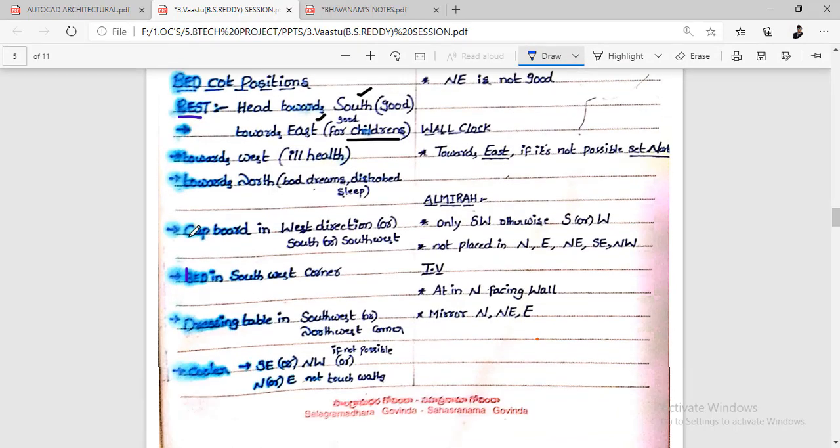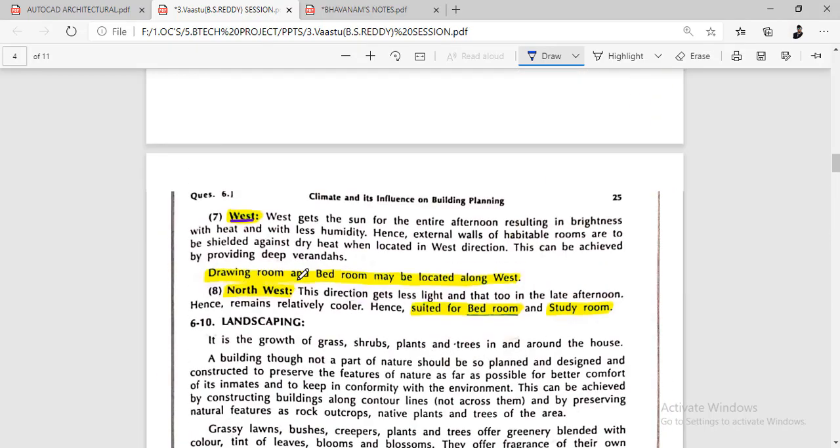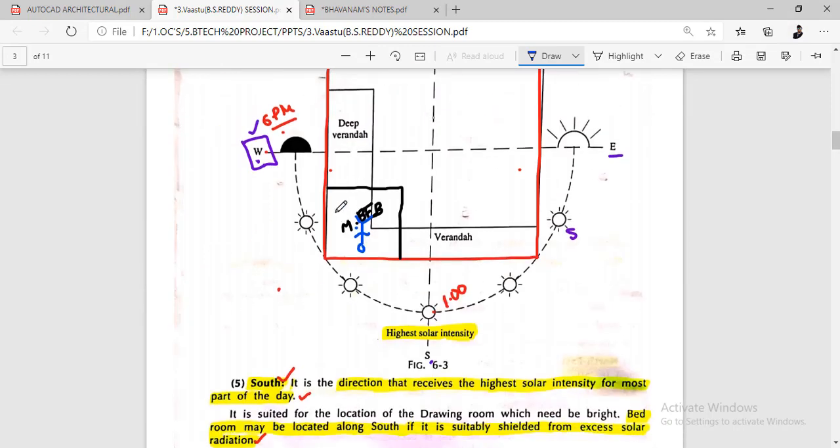And coming to cupboards. Cupboards go in the west direction, or south, or southwest. Whenever you are planning to place cupboards in the west direction, you need to provide some dressing table. These things we need to provide here.